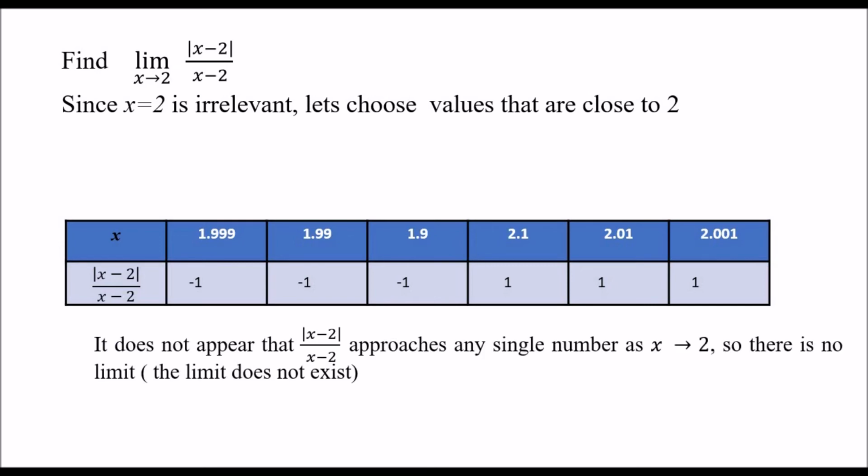It doesn't appear that the function, the absolute value of x minus 2 over x minus 2, approaches any single number as x approaches 2. So I can conclude that no limit exists in this case.